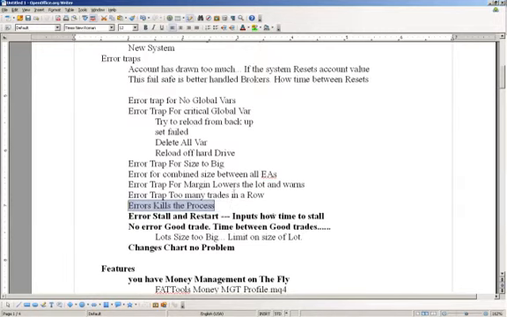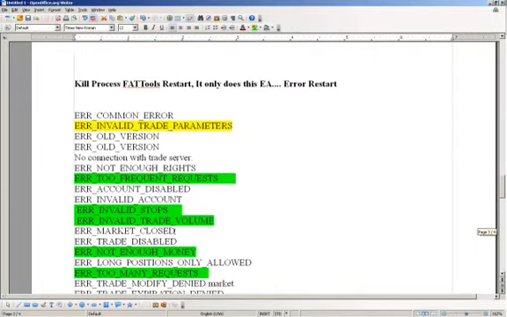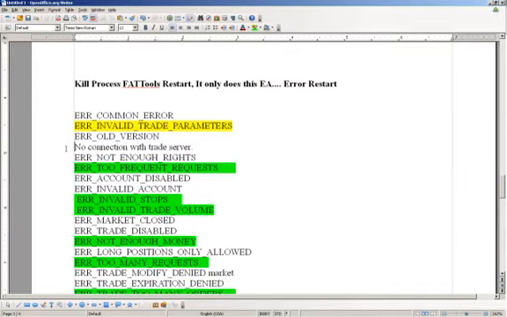And what are the kill processes? These are errors that come from your broker. Okay, these are errors that come from your broker. Common error. What's that? I have no idea. Invalid trade parameter. Everything in yellow could have come from me. The rest come from the broker. Old version. Well, if it's an old version, there's nothing I can do about it. We kill the system from working just on the EA.